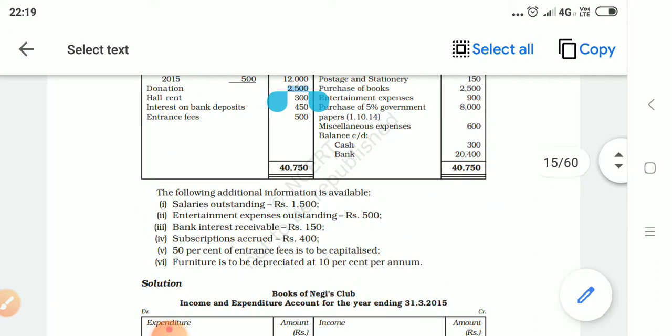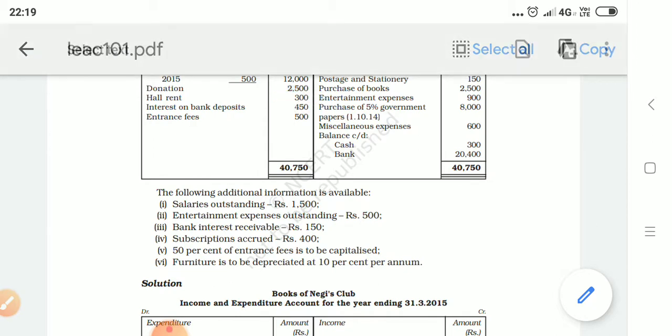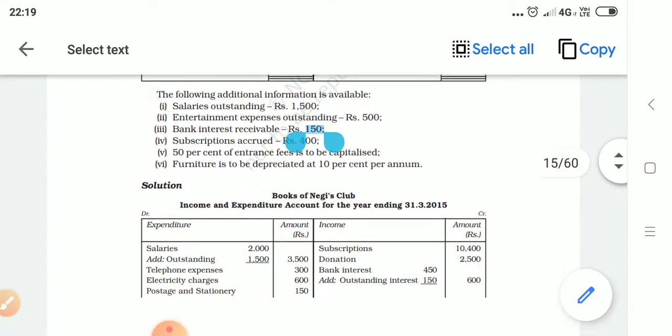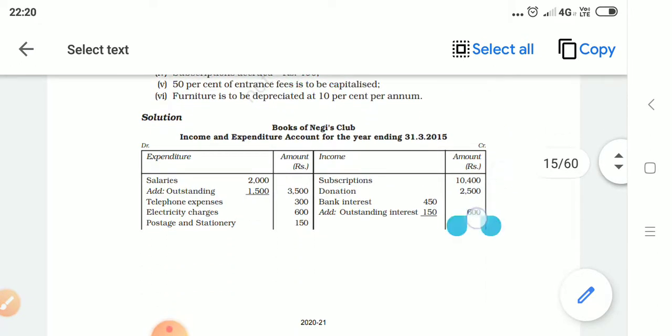Next, what else do we have? Interest on bank deposits 450. Yes, interest on bank deposit is also recurring in nature. But if you look at the adjustment, the third adjustment, you have bank interest receivable 150. Interest receivable is income accrued. We have to receive, we have not yet received. So with 450, we have to add 150 and it will appear as 600. Okay.